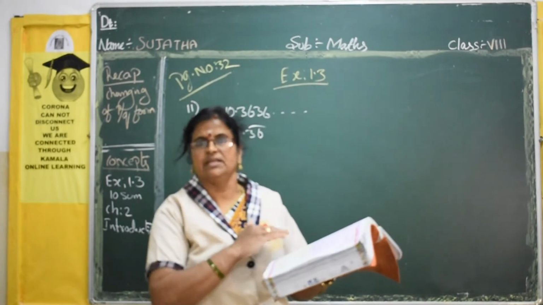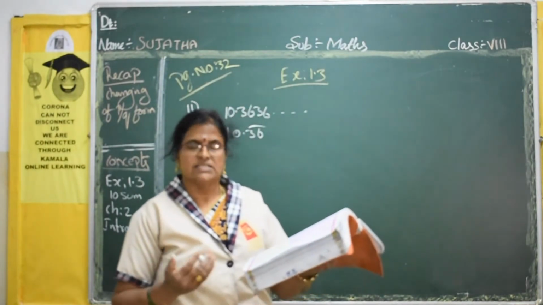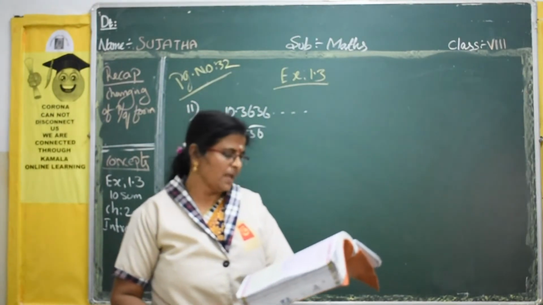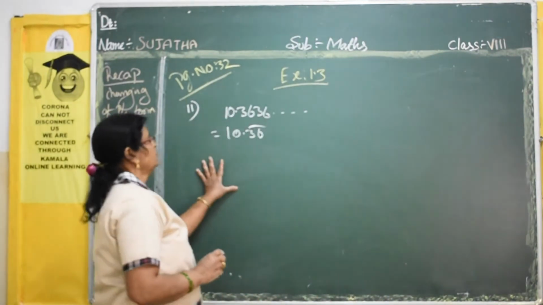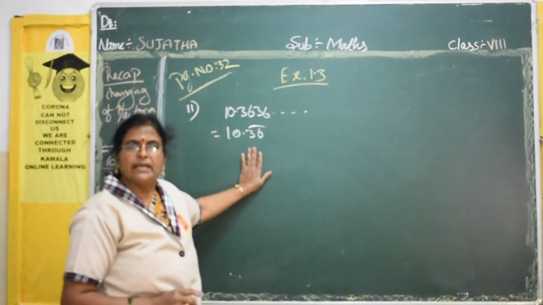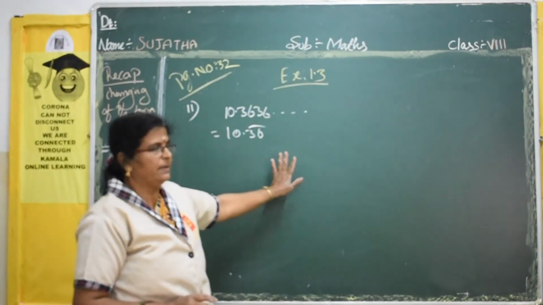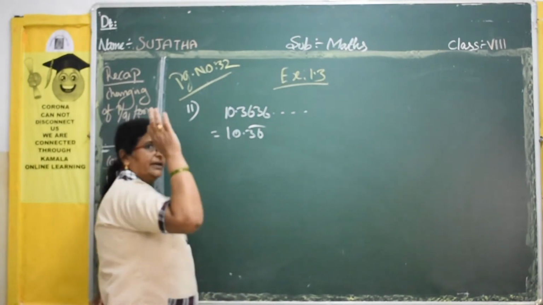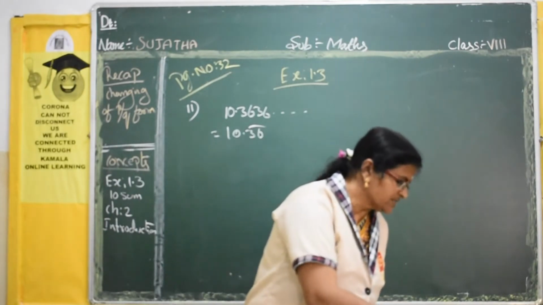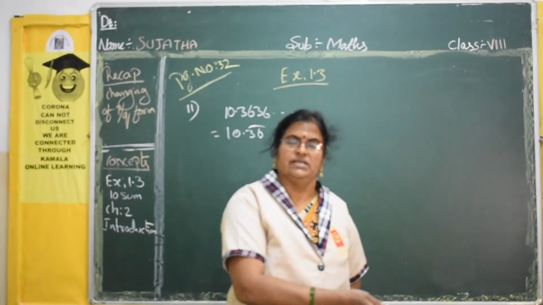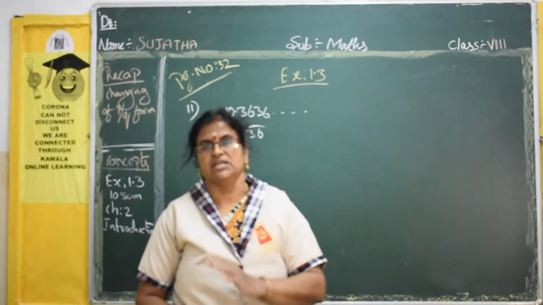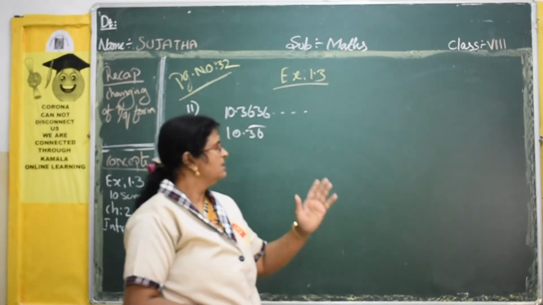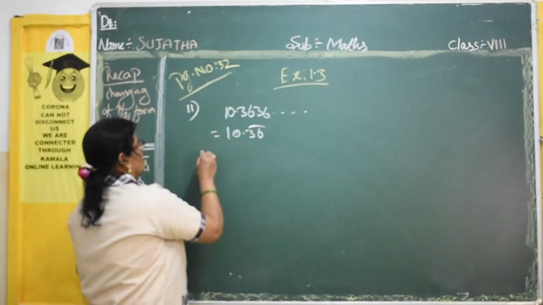First you have to change this non-terminating recurring decimal into p by q form. Afterwards you have to find the value of p plus q. So first we have to change it into p by q form. How can we change it into p by q form? We already did this in exercise 1.3, changing terminating and non-terminating decimals into p by q form.